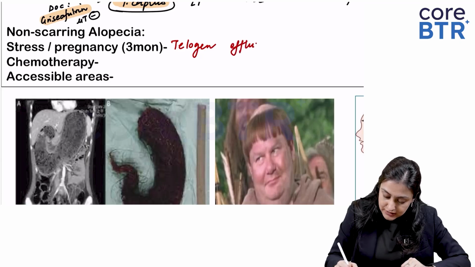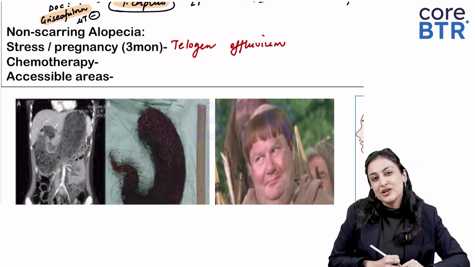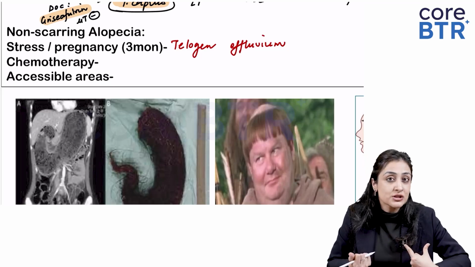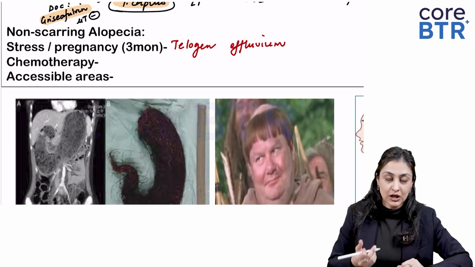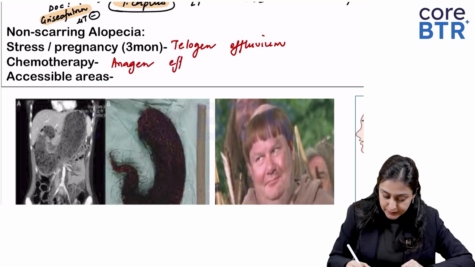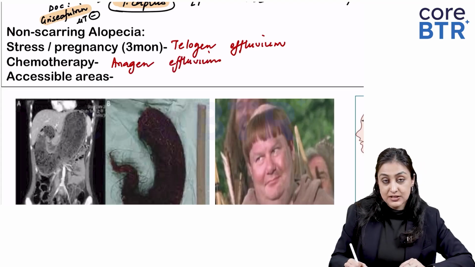So that's telogen effluvium. Chemotherapy. You can remember patients are getting chemotherapy. They will have to go in and out of the hospital. So उनका आना जाना होगा. So that's how you'll remember. Ana jana means anagen effluvium, right? So that's how you will not mix the two.